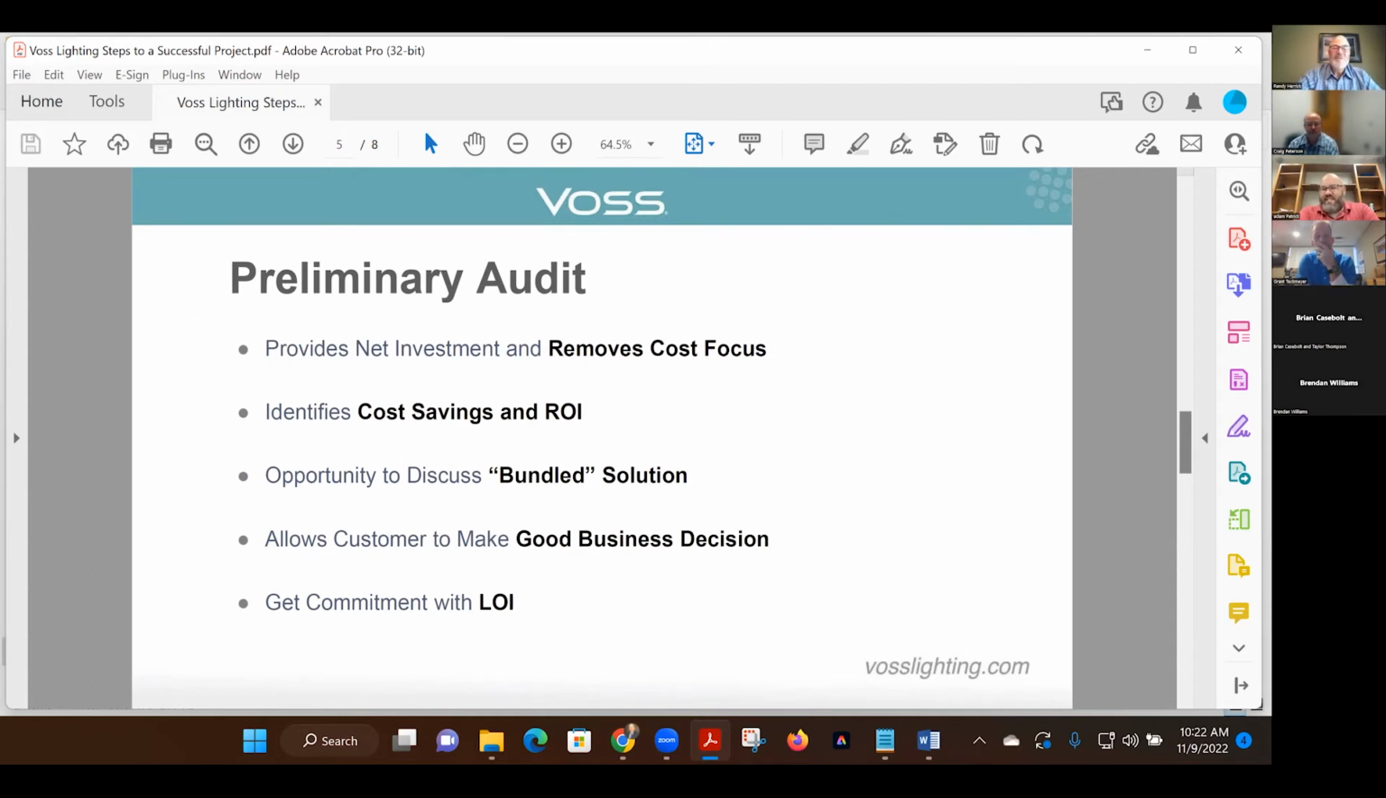Okay, so at this point, and you see where that arrow is, a bundled solution. We may come back in the audit because we're looking at things holistically during that survey and say, hey, we think it makes good business sense to bundle something.